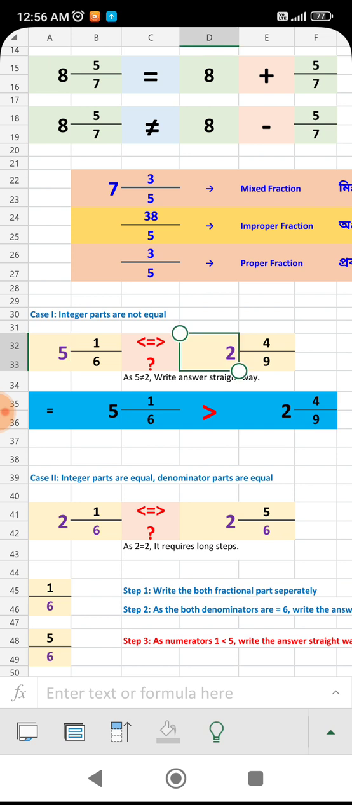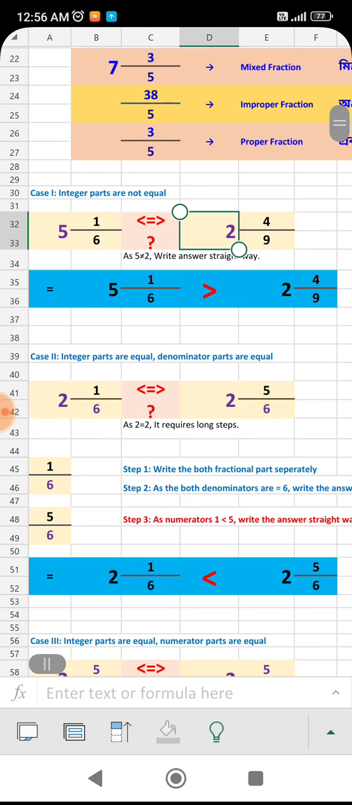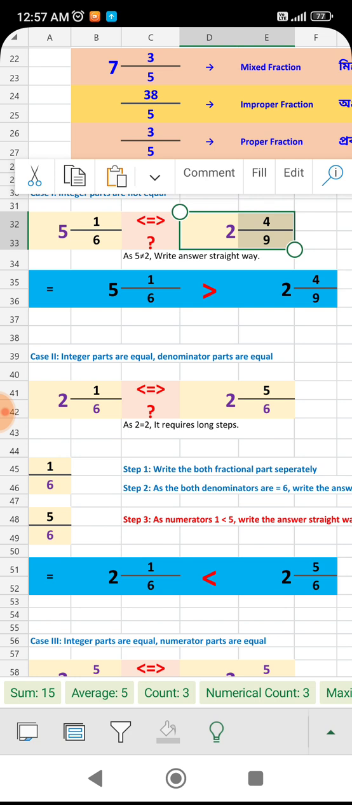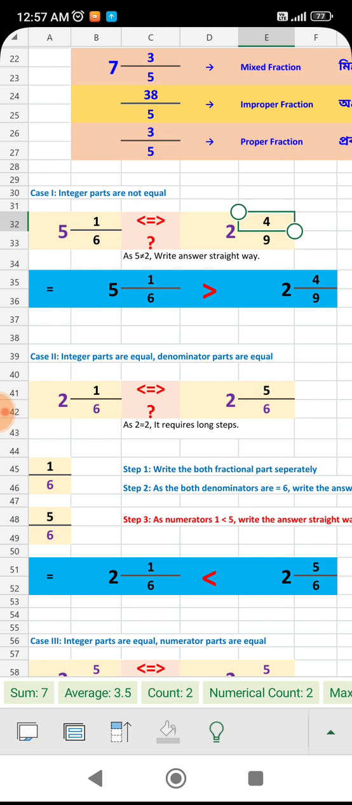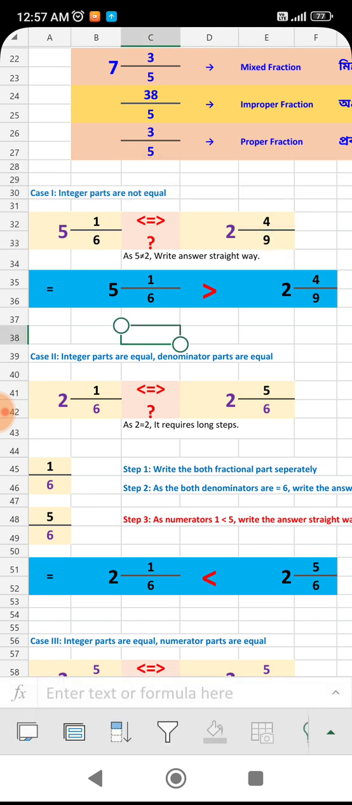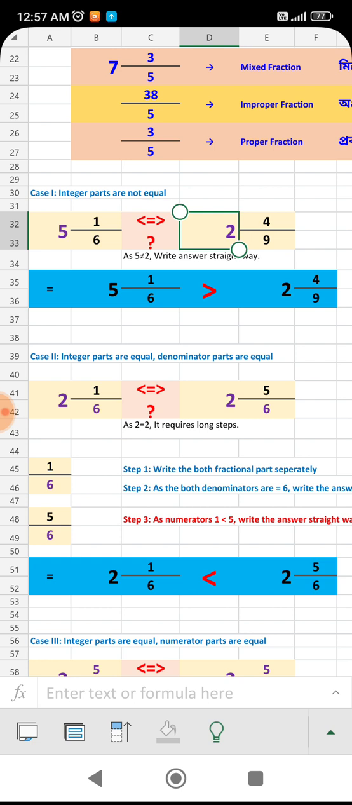First case, the integer part is not equal. If this is not equal, then you don't need any tough process. You can write the answer straight away. Don't need to calculate anything, even in the exam hall. 5 is greater than 2. So this fraction is obviously greater than this fraction, whatever is written here. This part is not important at all. This is the first case. If the integer parts are not equal, don't need to go for any tougher method. Write the answer within 1 second.